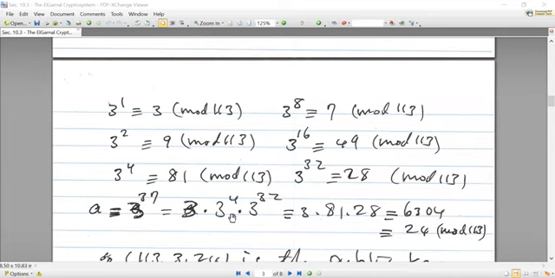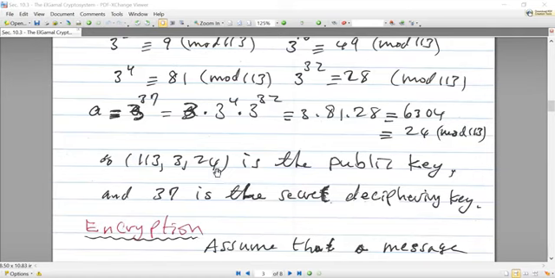Then we pick the different powers of 3 to make up the 37. In other words, we need 37 written in binary form, and again we keep reducing mod 113 as we go. Since 113 is a small modulus, we can just do the regular multiplication and reduce at the end. So the public key for this prime and primitive root is going to be 113, the prime, 3, the primitive root, and a is 23, together with a secret key of 37. So this forms the keys for this crypto system.